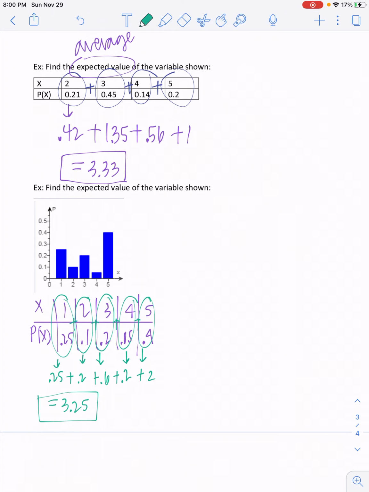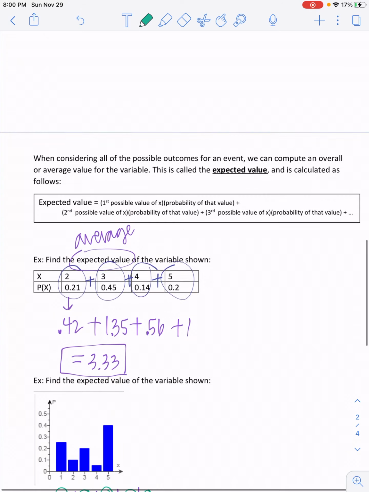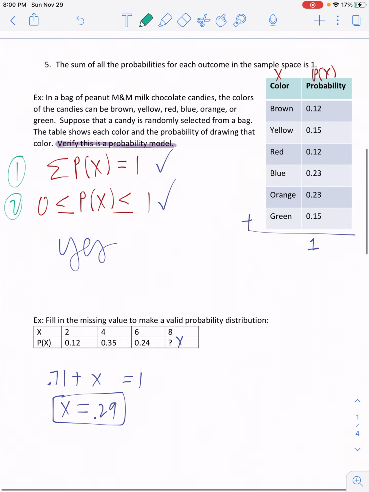So, like I said, it's not too bad. These are the two main things you'll be asked. You'll be asked, if anything, about these on your final or homework: what the expected value is, or if it's a probability model or not.